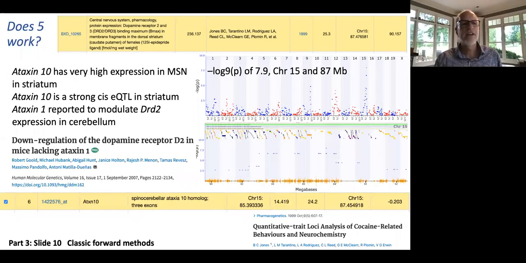So, the heading here says, does strategy 5 work? So I'm going to take you through 2 quick examples of how this might work. This is the Jones paper. On the right side, you'll see the GEMMA Manhattan plot with a very high minus log p-value on chromosome 15. This is pure chutzpah because there's 17 strains in this data set. So I just want a big caveat here. But you'll see that it actually makes a lot of sense in the end.